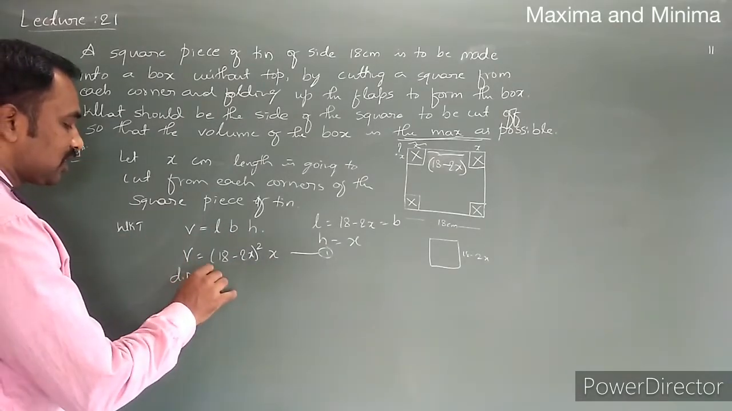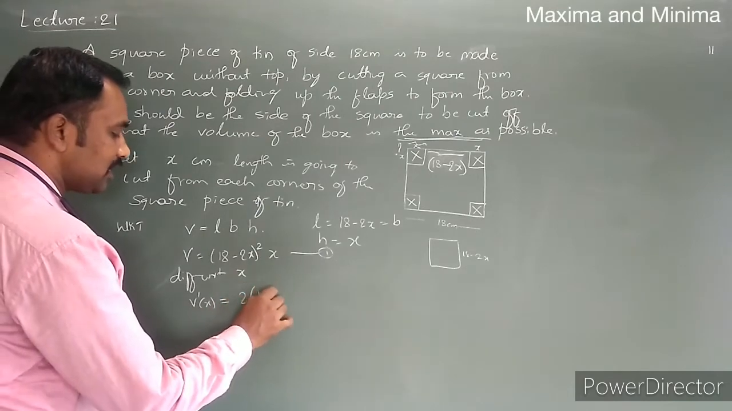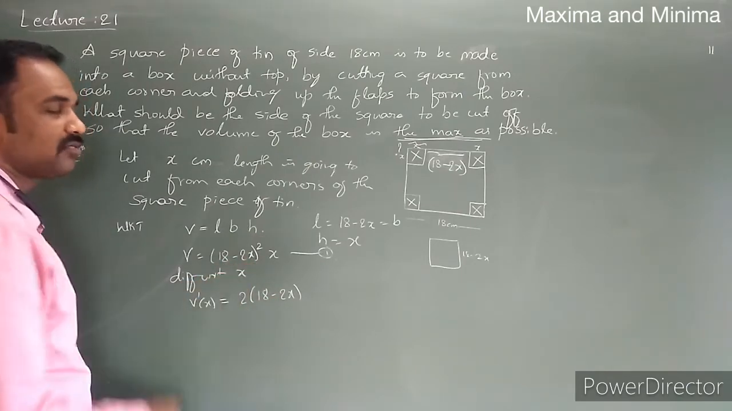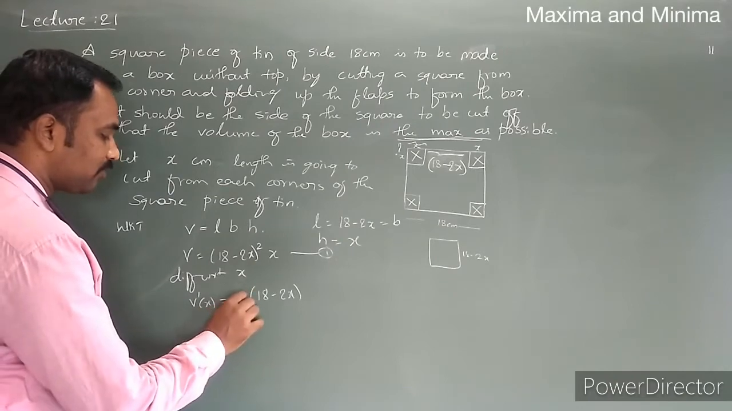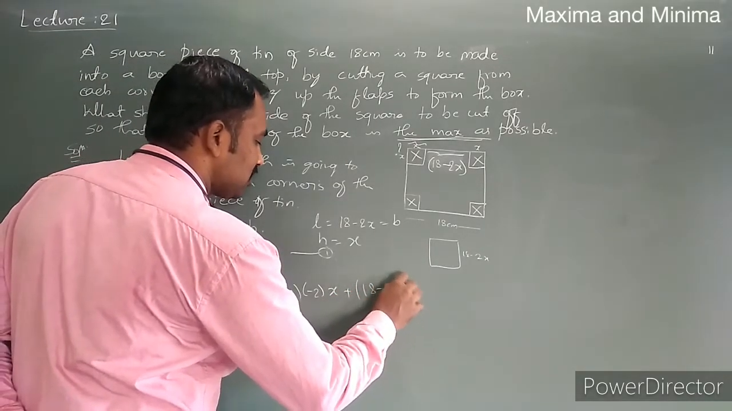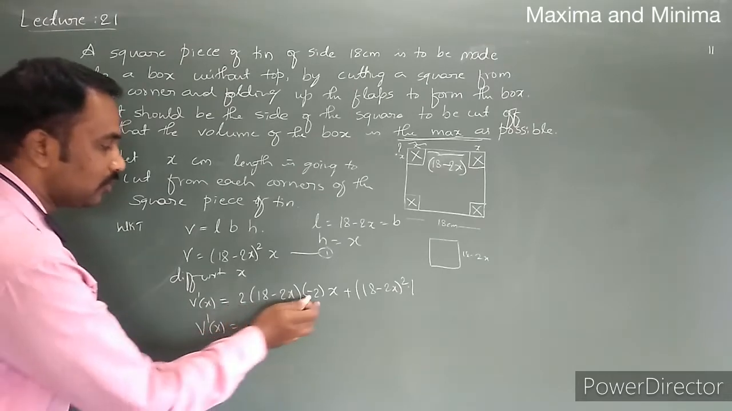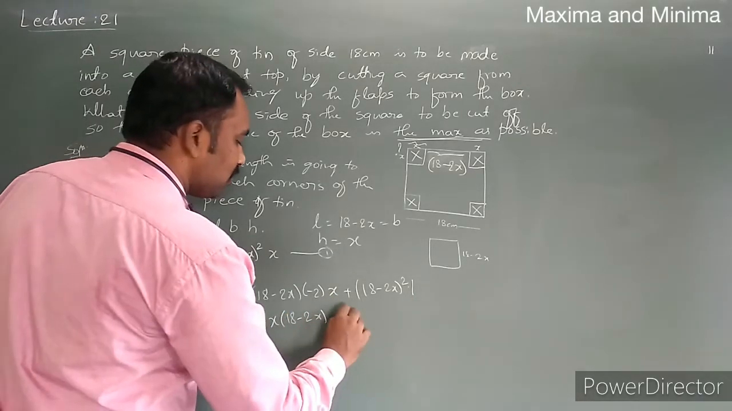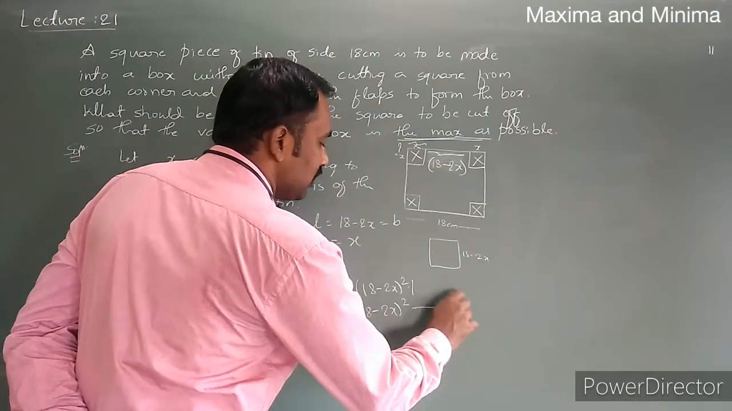So differentiating with respect to x. What is that? V dash of x is equal to, by the product rule, 2 into (18 minus 2x) whole power 1 into x square. No wait: first function (18 minus 2x) whole square, differentiation is 2 into (18 minus 2x) into differentiation of (18 minus 2x), which is 0 minus 2, that is minus 4 into (18 minus 2x), times x, plus the first function (18 minus 2x) whole square into the differentiation of x, which is 1. Rewriting, V dash of x is equal to minus 4 into x into (18 minus 2x) plus (18 minus 2x) whole square. We can call this equation number 2.